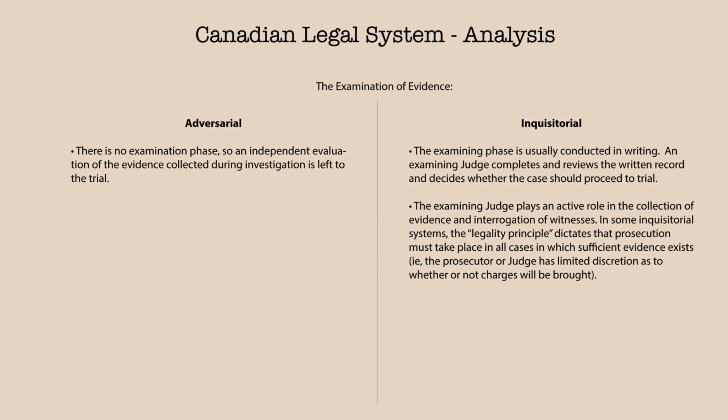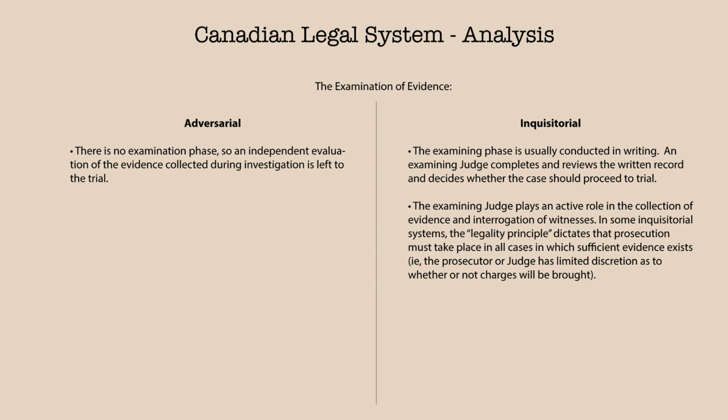The next is the examination of evidence. In the adversarial system, typically there is no examination phase. So an independent evaluation of the evidence collected during the investigation is left to the trial. In the inquisitorial system, the examining phase is usually conducted in writing. An examining judge completes and reviews the written record and decides whether the case should proceed to trial.